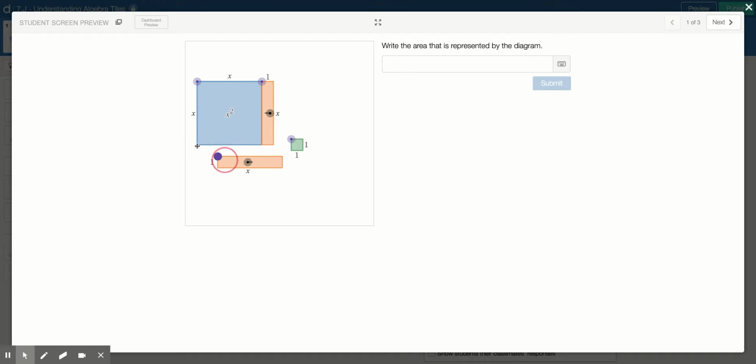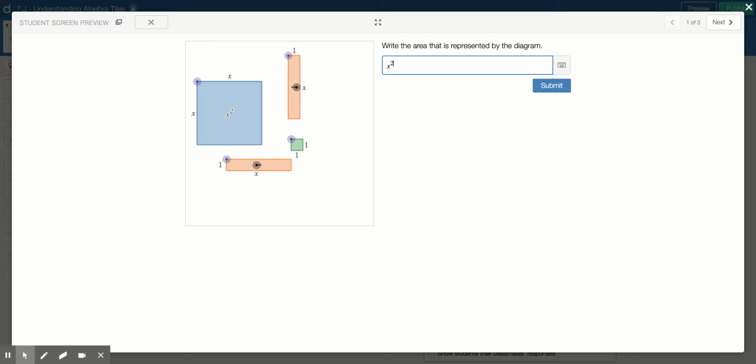So on this first problem, I want to write the total area of these algebra tiles. And I'm going to have to write them in terms of x because I don't know what the value of x is. So I have one blue square, so that has an area of x squared. I have two orange rectangles, so that would be 2 times x because each one has an area of x. And I have one green square, so it has an area of 1, and I can see that, yep, I got it right. All right, let's do another one.